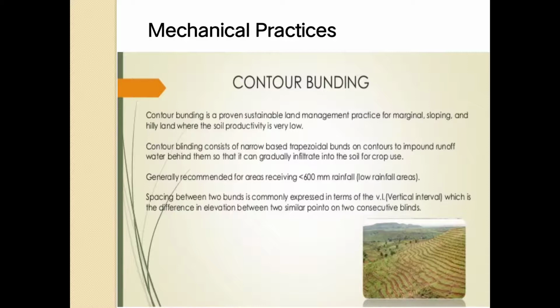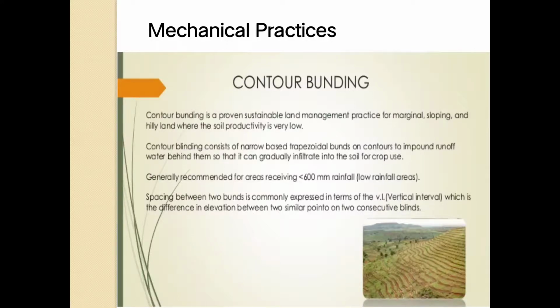Then the second group, that is the mechanical practices, which are also helpful in reducing soil erosion as well as conserving moisture in the soil. In that mechanical practice, the first one is the contour bunding. The contour bunding is a sustainable land management practice for marginal sloping and hilly land where the soil productivity is very low.